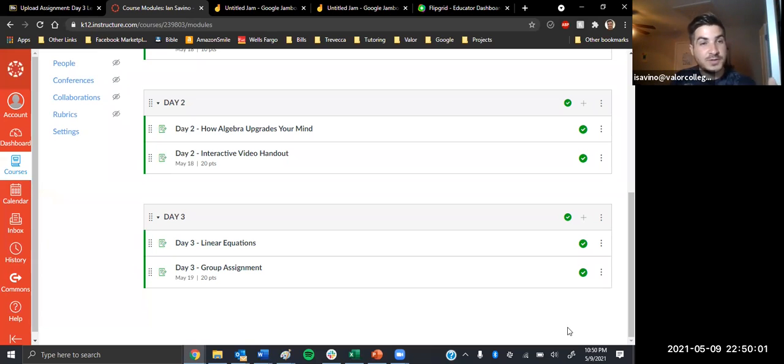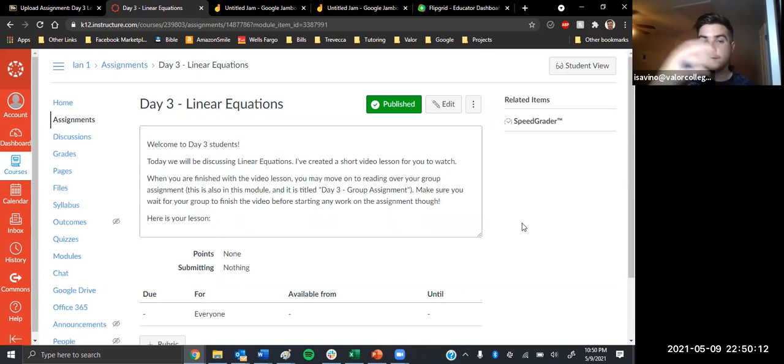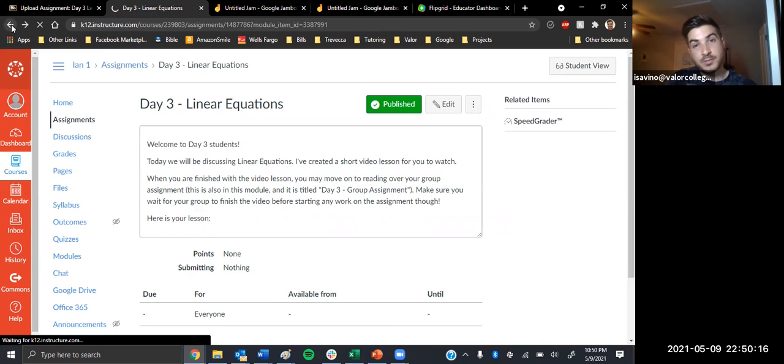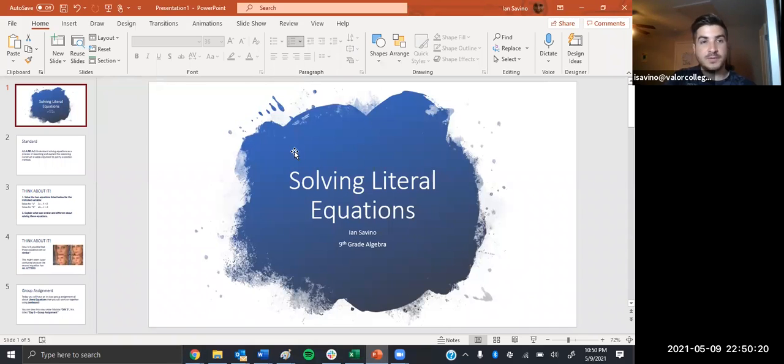So as you can see on the screen, on Canvas, you're going to have day 3, which is called linear equations, and then the group assignment. A little bit of information on the linear equations, just kind of prepping you for class, talking about the assignment that we'll be doing today. But I want to just do some PowerPoint slides really quick before you, so we can dive in. So, we will begin with those shortly.